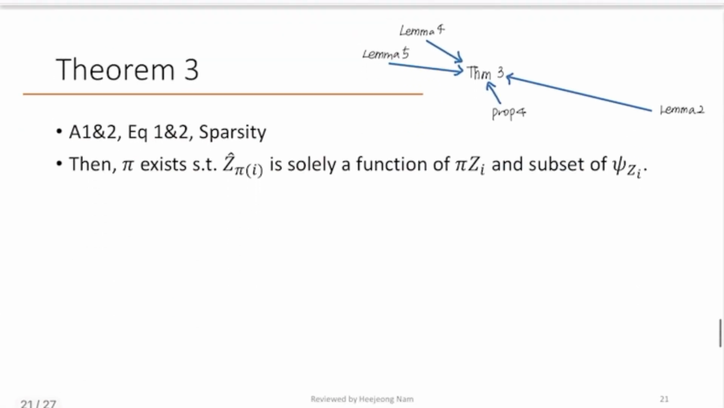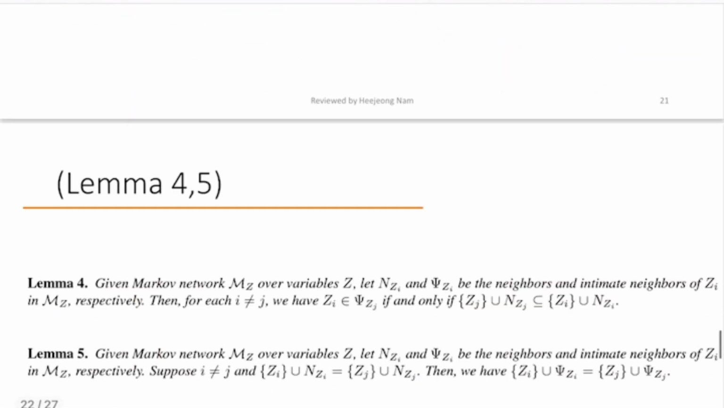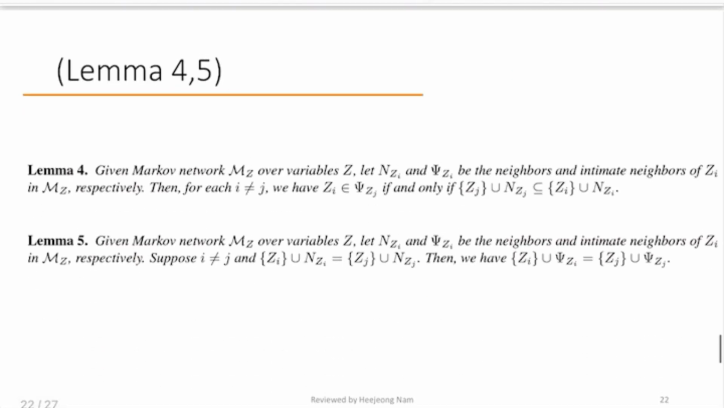And by using lemma 4, 5, and proposition 4 and lemma 2, we can now finally see theorem 3. Theorem 3 also needs assumption 1 and 2 that satisfy equation 1 and 2 and also needs sparsity. Then there is a permutation pi such that z hat pi(i) is solely a function of z_i and a subset of the intimate neighbor of z_i. To see the flow of the proof of theorem 3, we have to see lemma 4 and 5 first.